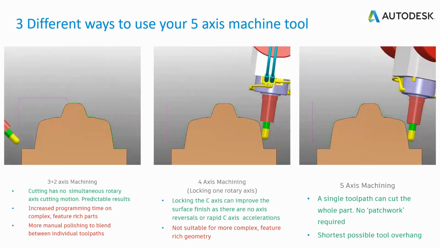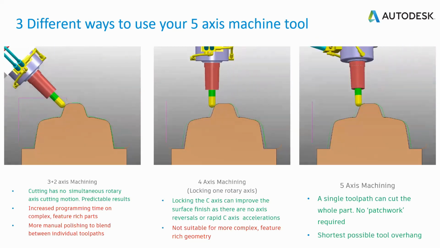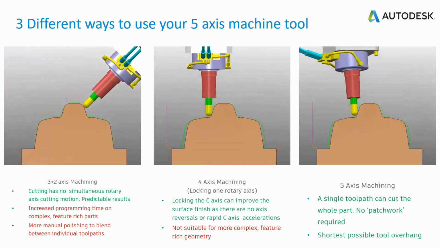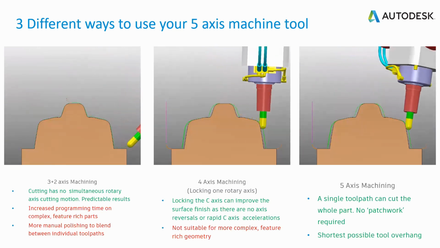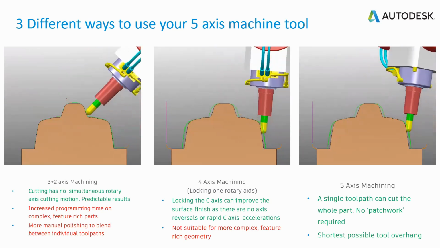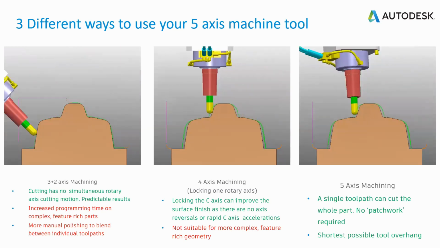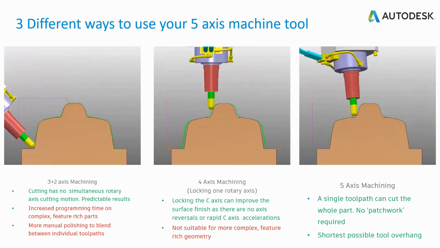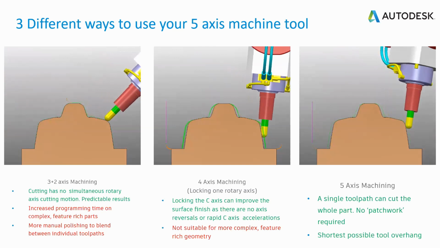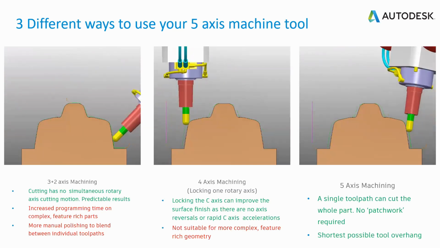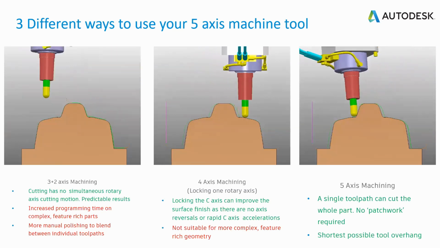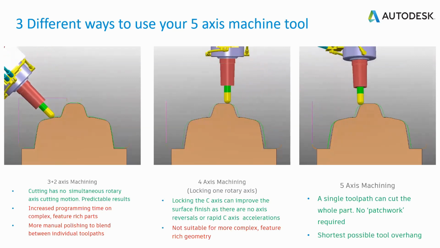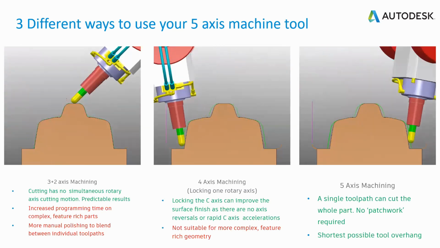Let us discuss 3 different ways of machining using a 5-axis machine tool. The first one is 3+2 axis machining. Here you can expect predictable results as there are no simultaneous rotary axis movements. In this technique, we lock both rotary axes and cut the part using 3 linear axes only. But it will increase your programming time as you need to create multiple work planes and multiple toolpaths from different angles if the part is feature rich. As we are creating multiple segments, you can also find some blend marks between individual toolpaths.